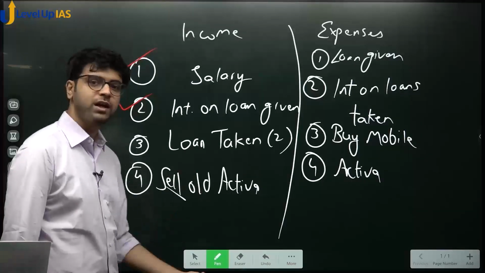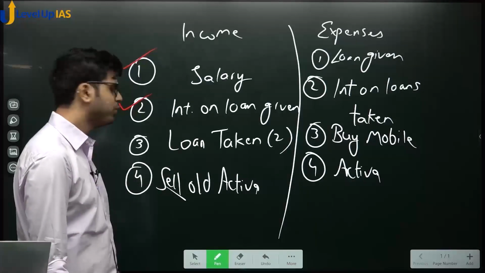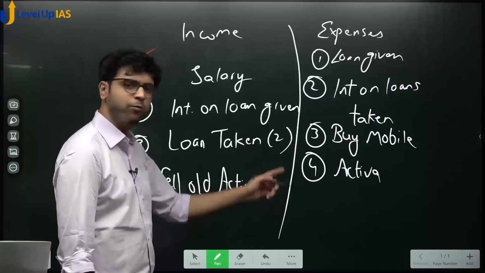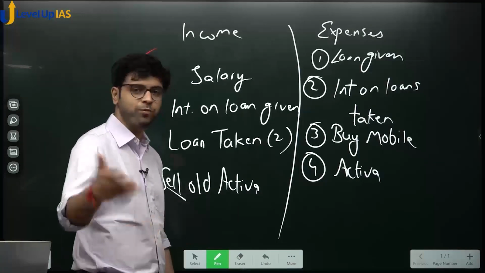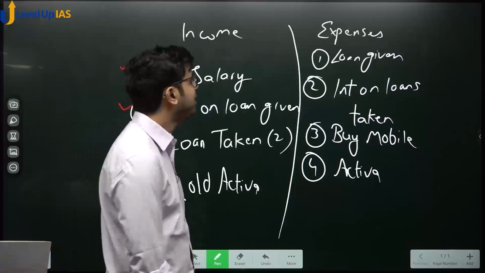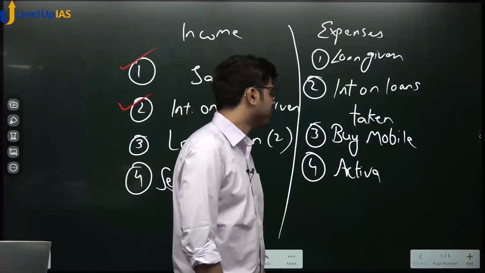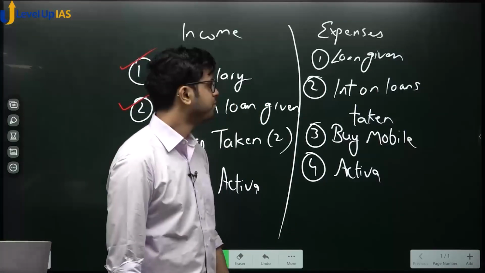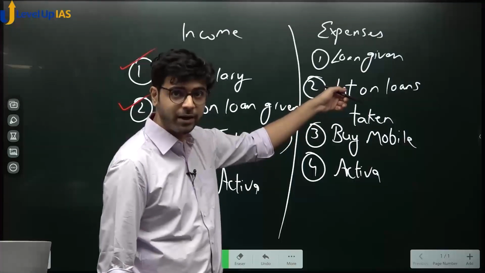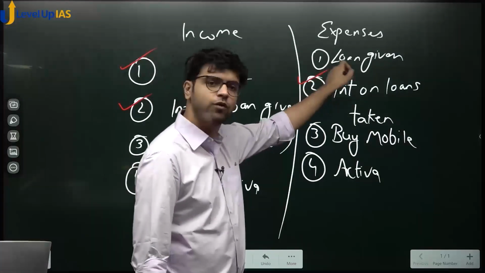Do you take a loan every time? No, you do not take a loan. Do you sell an old Activa? No. Do you buy a mobile every time? No, na? Monthly you buy a new mobile. There are some people who do that, but we are not talking about that. Do you buy a new Activa every time? No. Do you have to pay interest and EMI periodically? Yes. Do you give a loan every month? No.